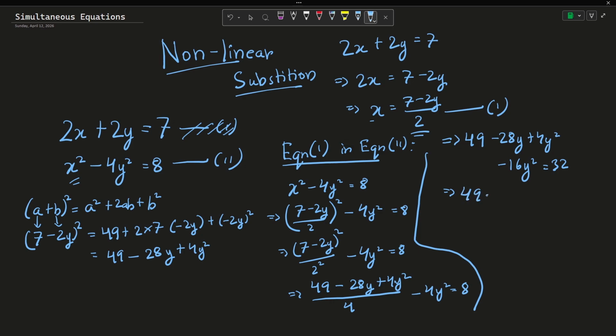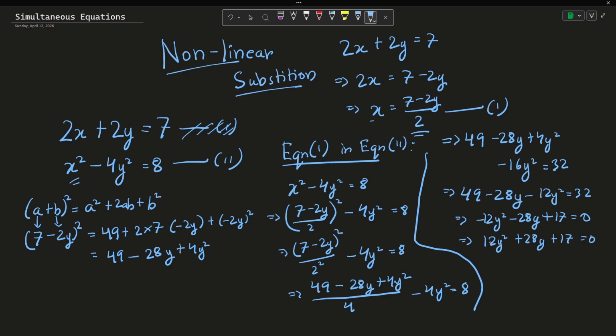That leaves us with 49 minus 28y minus 12y squared is equal to 32. If I simplify it more, that is 12y squared minus 28y, and then 32 minus 49, that will be plus 17, is equal to 0. Now for simplicity, I want to multiply the entire equation by minus 1. That will leave us with 12y squared plus 28y plus 17. Why did I do that? It is just for simplicity.